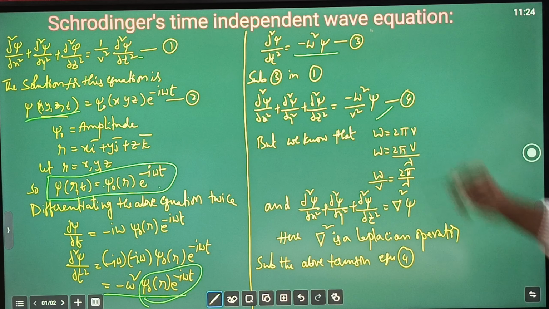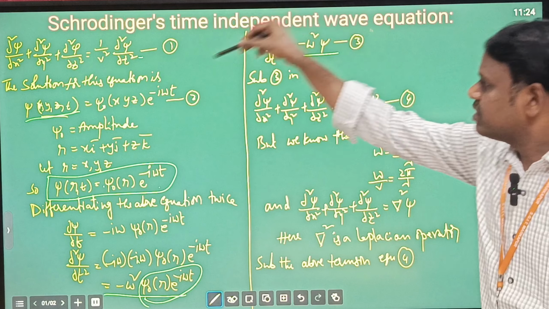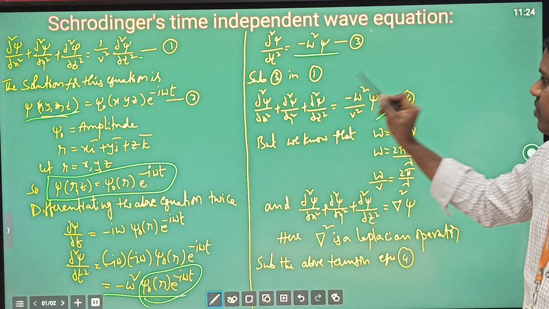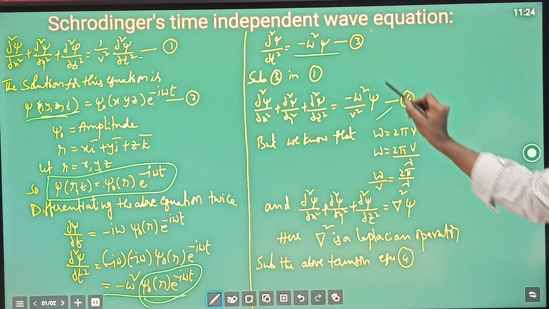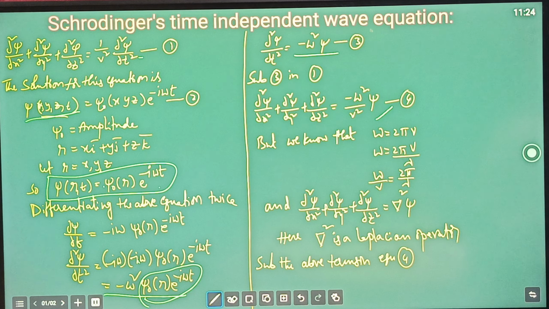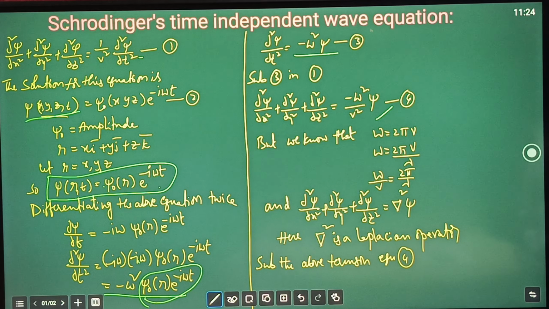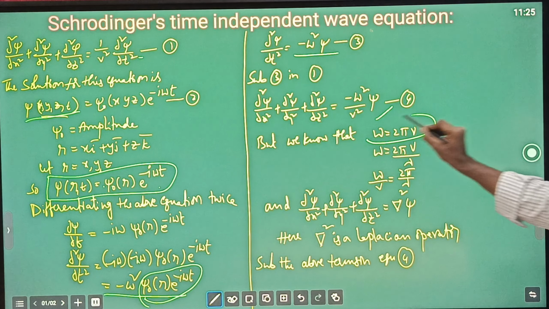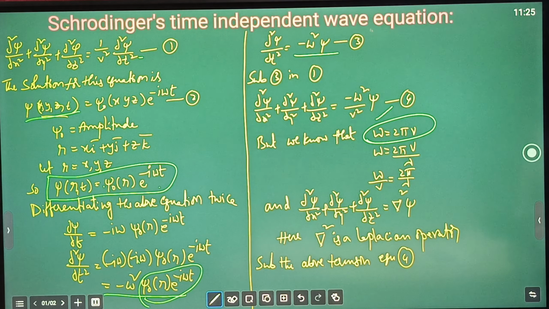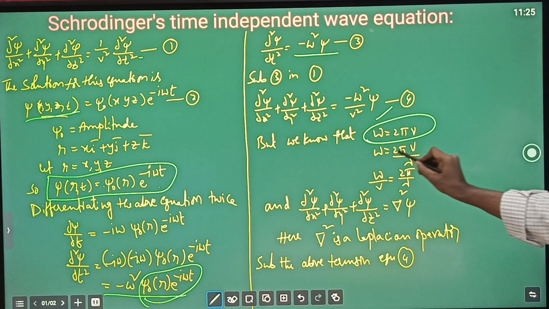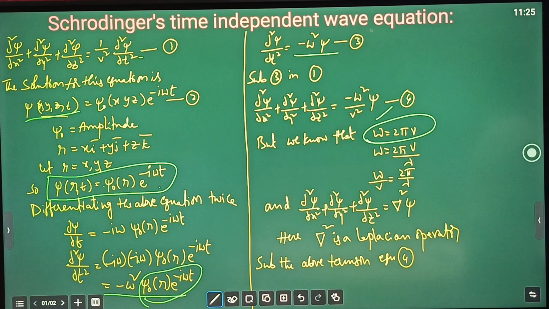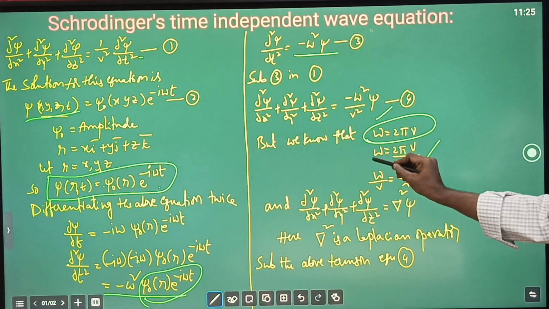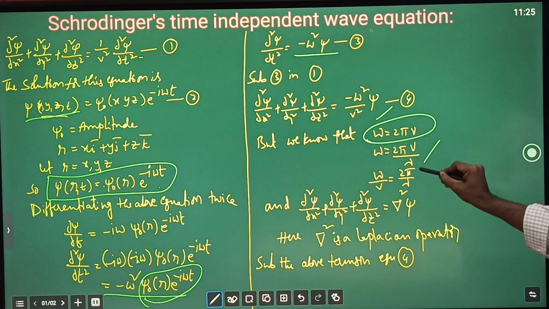So simply this equation number 3, if we substitute in equation number 1, we can get ∂²ψ/∂x² + ∂²ψ/∂y² + ∂²ψ/∂z² = -ω²/v² ψ. But we know that the wave velocity can be written in terms of omega. This omega value can be written as ω = 2πν. We know that from de Broglie's hypothesis, ν = v/λ. So ω = 2πv/λ.